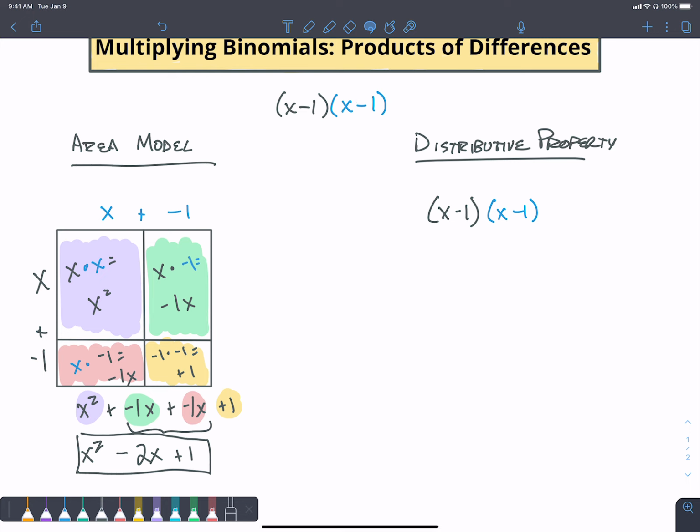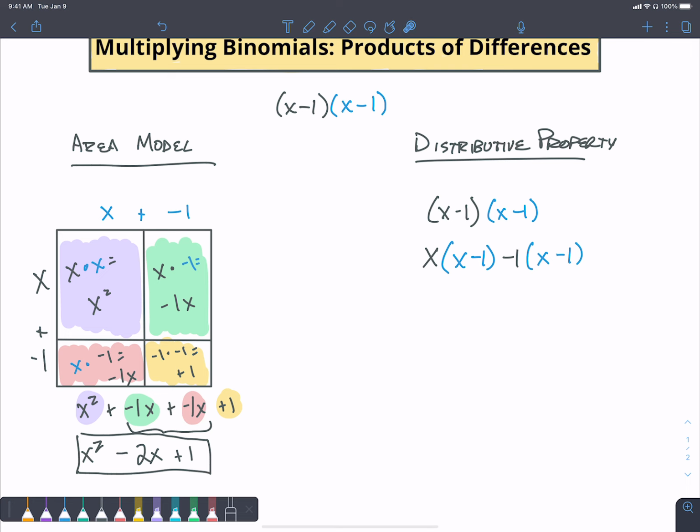Let's move that over there. I'm going to break this parentheses apart, and I'm going to multiply it by everything in there. So I'm going to take x, my black x, and multiply it by everything inside the second parentheses. And then I'm going to take a minus 1, and multiply it by everything inside the parentheses. And now I'm just going to multiply all of these different pieces together.